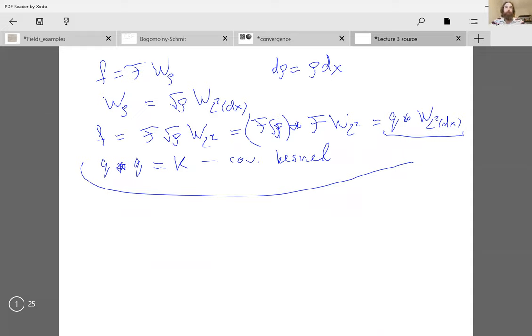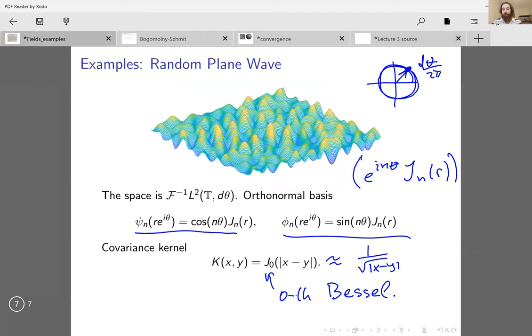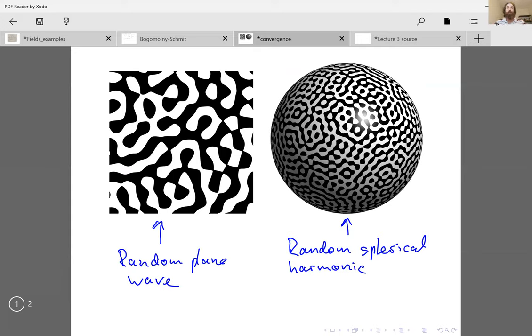On the sphere, we have spherical harmonics, and they're eigenfunctions of the Laplacian on the sphere. So if we fix degree n, there is an n plus one dimensional space of spherical harmonics of degree n. We equip it with the L2 norm, and now it's a Hilbert space. It's a finite dimensional Hilbert space, so we can define a canonical Gaussian vector. And this is this field. So we fix the degree and take a Gaussian combination of spherical harmonics of this degree.